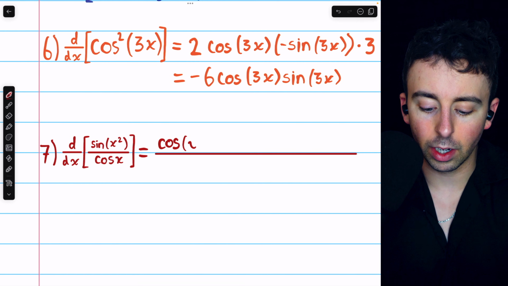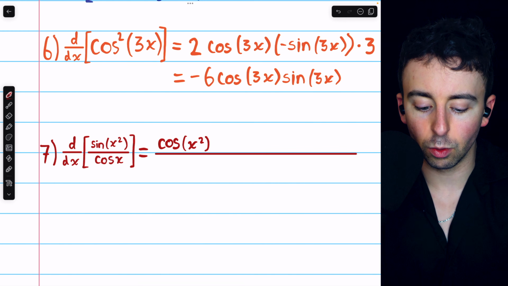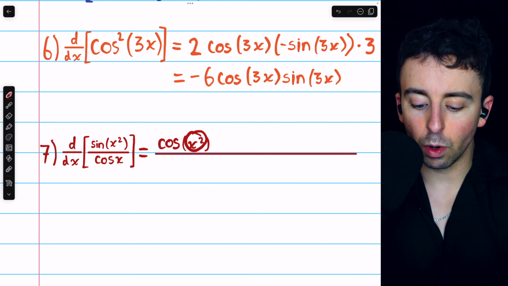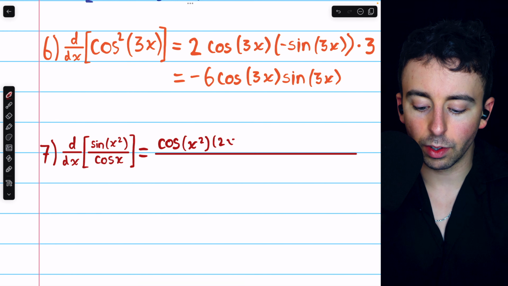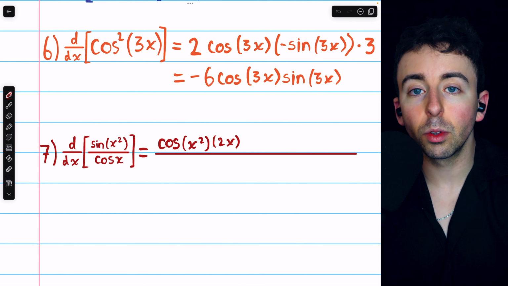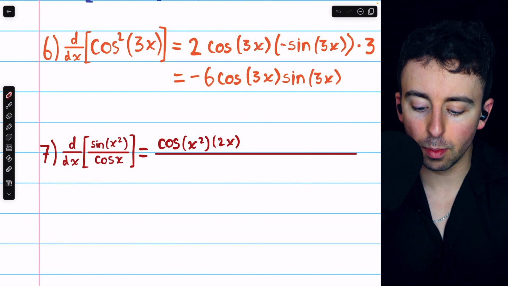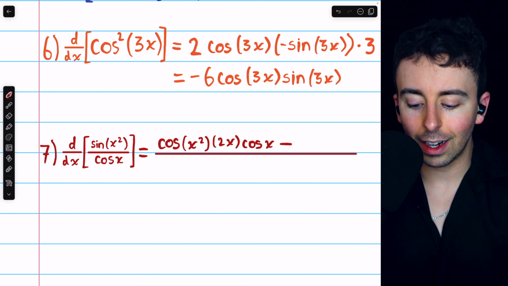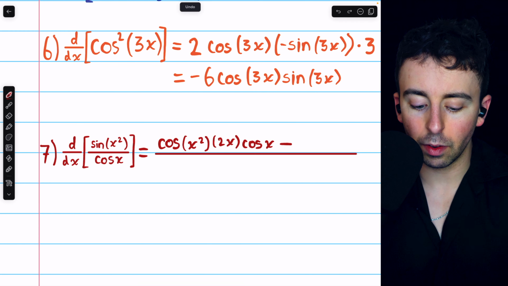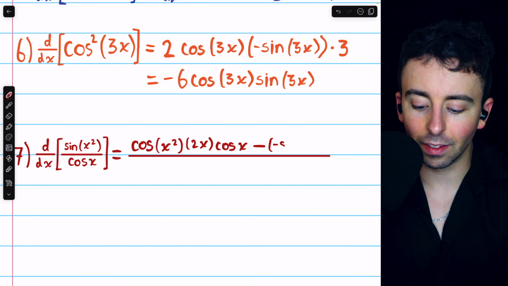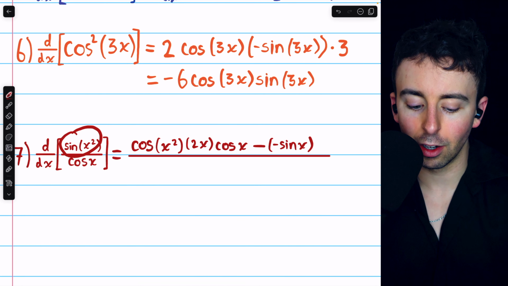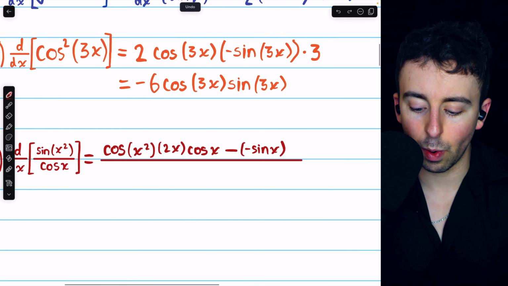Cosine is the derivative of the outside function. The derivative of sine is cosine. And then we need to multiply by the derivative of that inside function. The derivative of x squared is 2x. So that's f prime, the derivative of the numerator. We then also need to multiply by g, the function in the denominator. Then subtract, we need to take the derivative of the denominator, which is negative sine x, and multiply that by f, the function in the numerator, so sine of x squared.